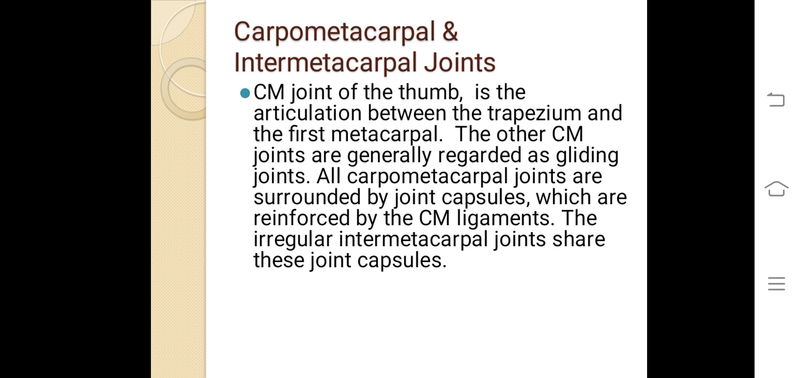First are the carpometacarpal and intermetacarpal joints. The carpometacarpal joint of the thumb is the articulation between the trapezium and the first metacarpal, while the other carpometacarpal joints are generally regarded as gliding joints. These joints are surrounded by joint capsules, which are reinforced by ligaments, which provide stability and allow movement. The irregular intermetacarpal joints share these joint capsules.